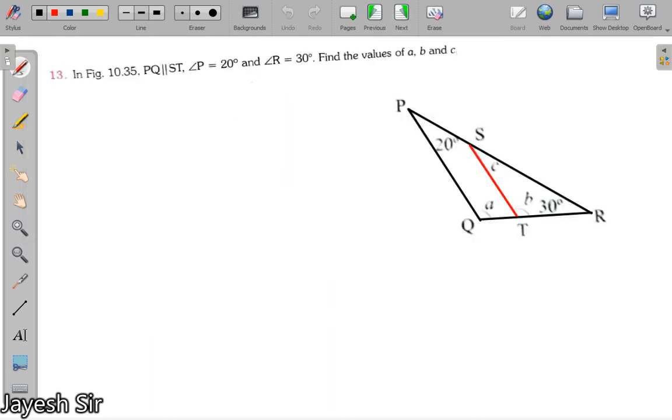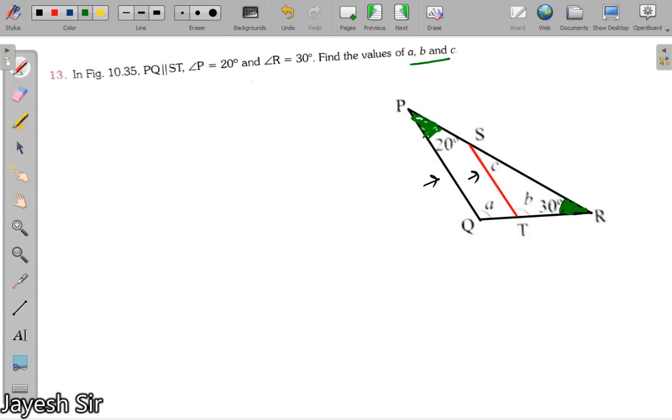Next is question number 13. Question number 13 is, in this triangle, PQ line and ST line, this black line and this red line, are both parallel to each other. And angle R is given to you as 30 degree. Let me change the color for you. This greener angle is given to you as 30 degree. Angle P here is given to you as 20 degree. What you need to do is determine the values of A, B and C.